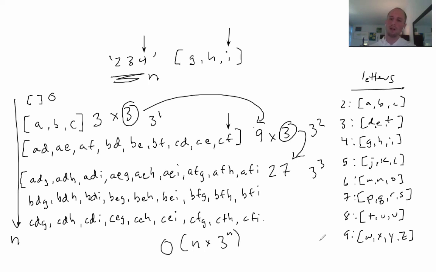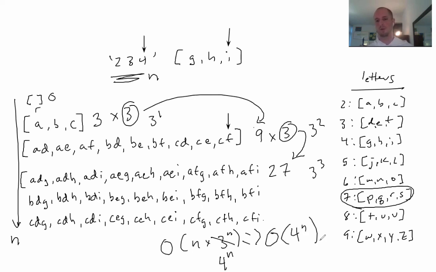But what if we were just using digit strings that included only 7s and 9s? Well, if you look at 7, you can see that there are 4 characters in that array. So that wouldn't actually be 3 to the n. That would be 4 to the n. So in the worst case, the complexity of this problem is 4 to the n. And multiplying n by 4 to the n is not really going to determine the upper bound of this problem, so we can just say that it's a big O of 4 to the n.